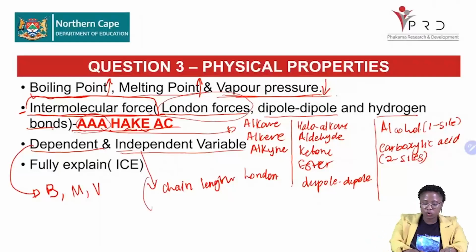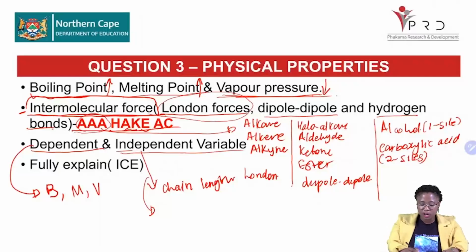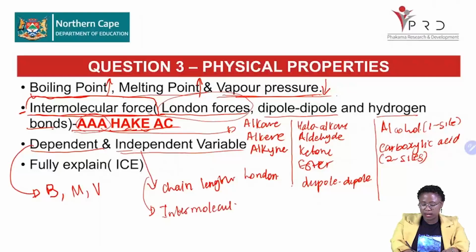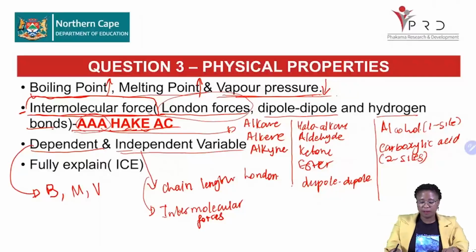Now, another scenario, scenario number 2, could be that the examiner gives you substances that belong to different homologous series with different intermolecular forces. How do you deal with such a question? What would be your independent variable? Your independent variable will obviously be your intermolecular forces. Why intermolecular forces? Because those are the ones that have changed, that made the boiling point change, that also resulted in the melting point changing and the vapor pressure also changing.